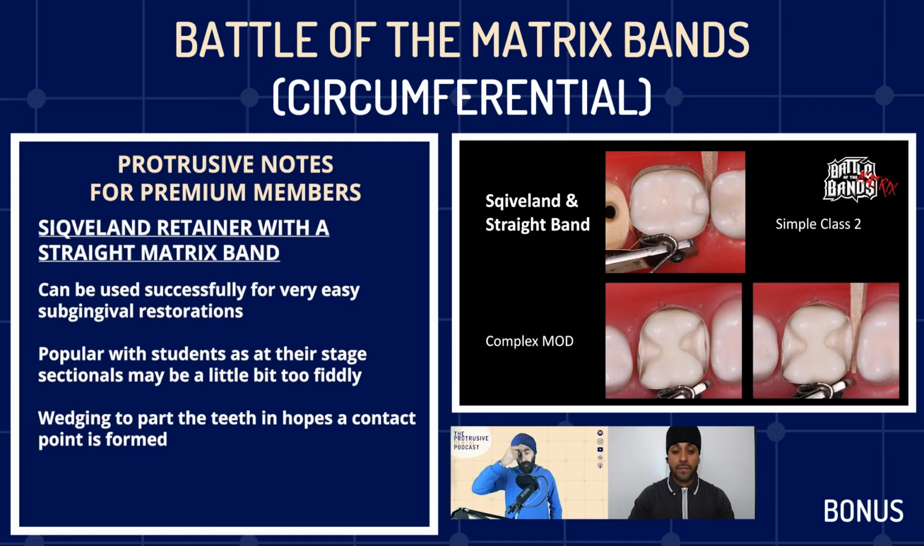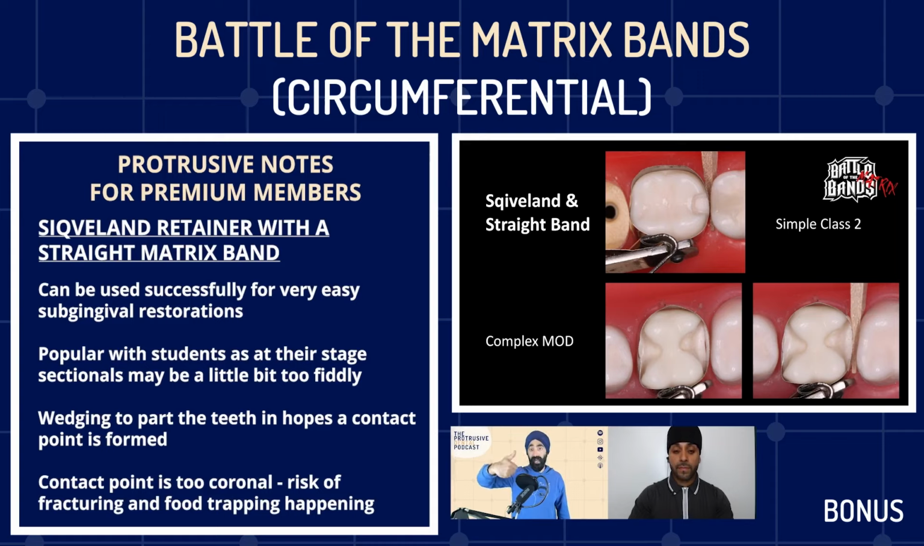But this reminds me, one of the key things that I think 10 years ago, why people are moving away from circumferential bands at the time, especially Siqvelands, and moving towards sectionals, is because the key critique was that the contact point is A, a point, it's not a contact area, and B, it's too coronal. And the problem being too coronal is that it's risk of fracturing and therefore food trapping happening, which I've seen. So those are the kind of considerations for using these very traditional matrix bands.